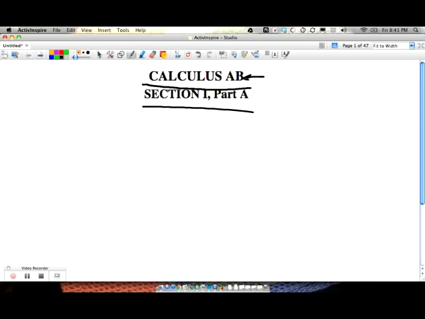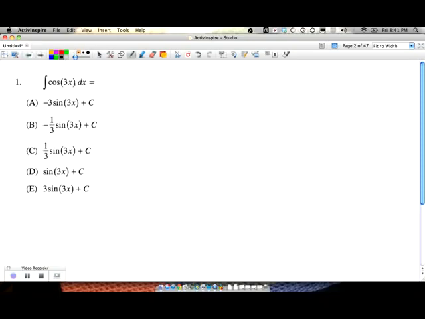So we're doing Calculus AB, Section 1, Part A. This is non-calculator, so don't get out the calculators yet. We'll get to that eventually. Question number 1, always easy, always a favorite.